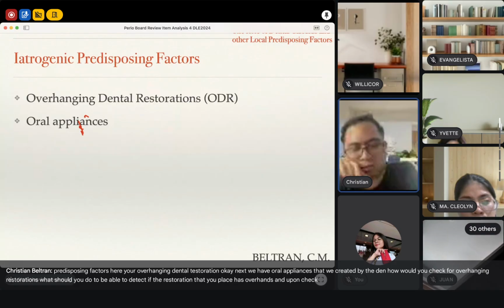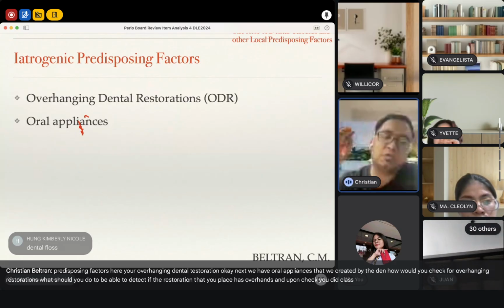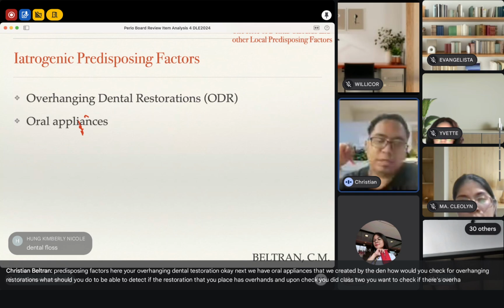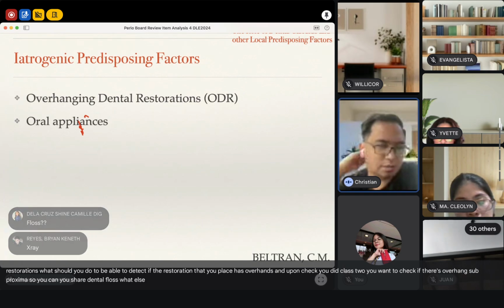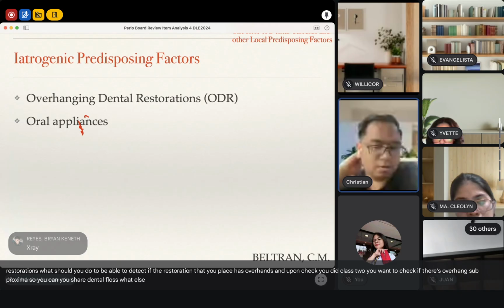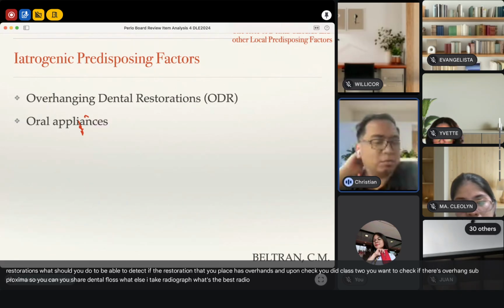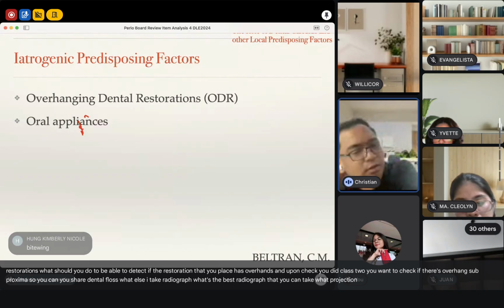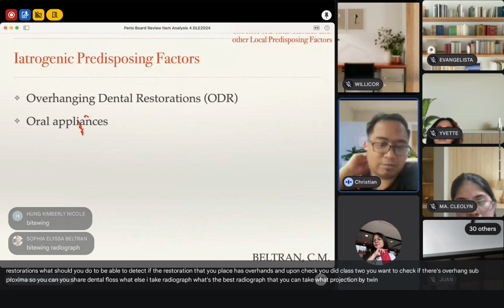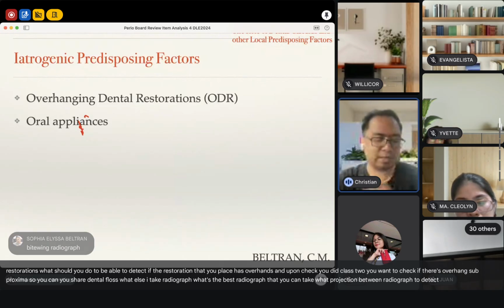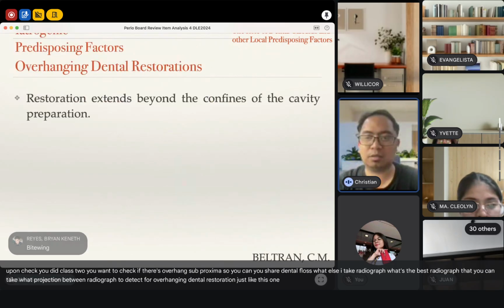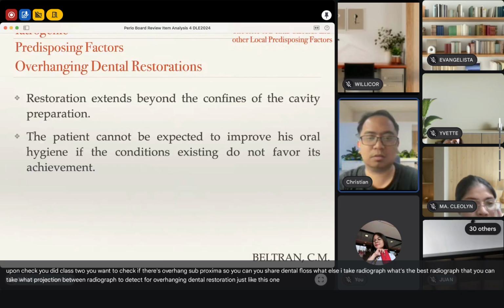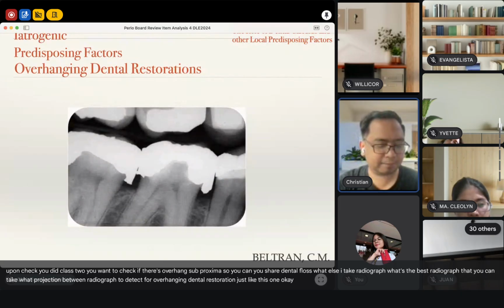What else can you check? You did a class 2. You want to check if there are overhangs, approximal. So you can use your dental floss. What else? Take a radiograph. What's the best radiograph that you can take? What projection? Bitewing radiograph to detect overhanging dental restoration. Just like this one. Okay.